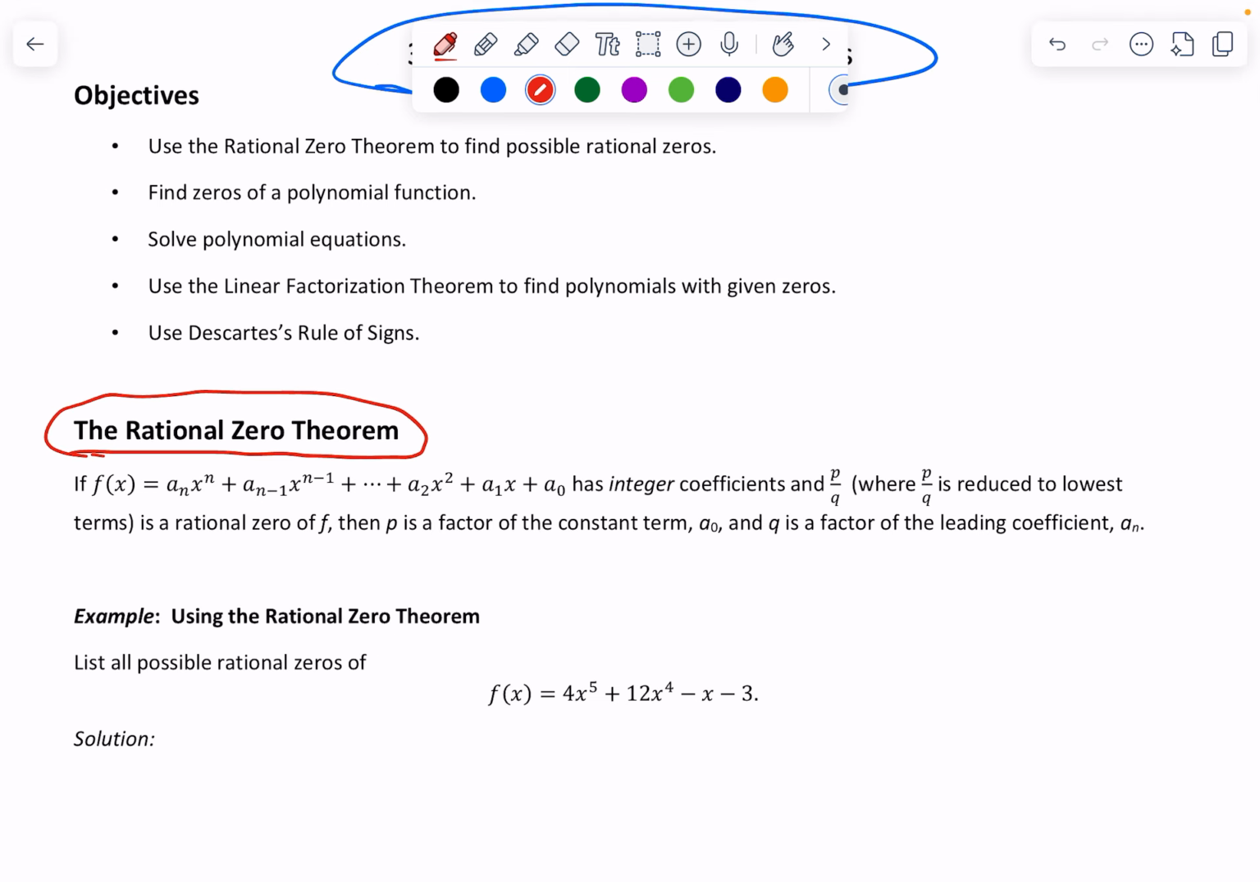So, if we have a polynomial function, so if f of x has integer coefficients and p divided by q, where p divided by q is reduced to lowest terms, is a rational zero of f, then p is a factor of the constant term a sub 0, so this one right here, and q is a factor of the leading coefficient a sub n.